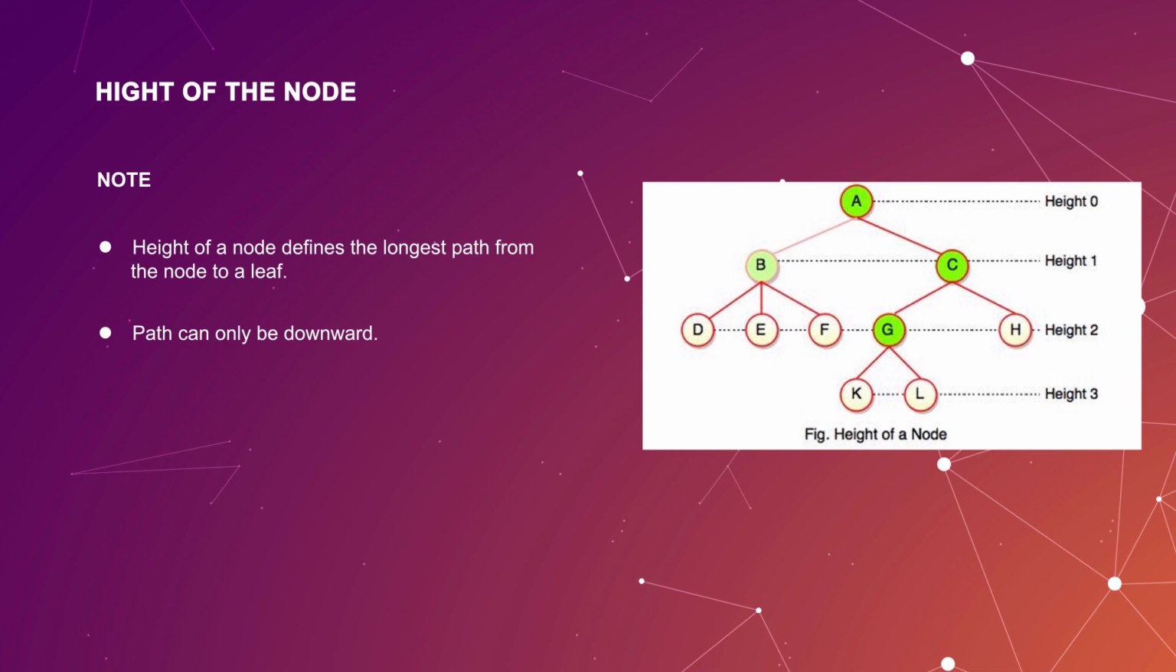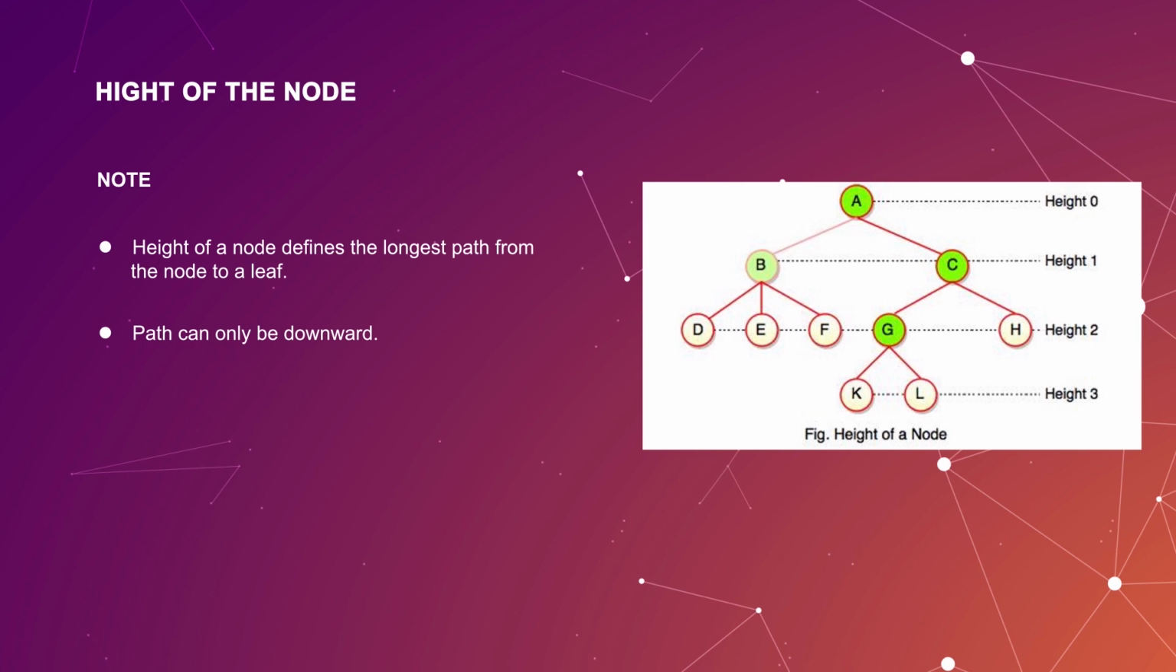If we count the left hand side, the maximum height is only 2, because D, E, F are 3 nodes, but all are in the same level. We can say all are the siblings of B, all are the siblings in the same level. So the maximum height at the left hand side is only 2.